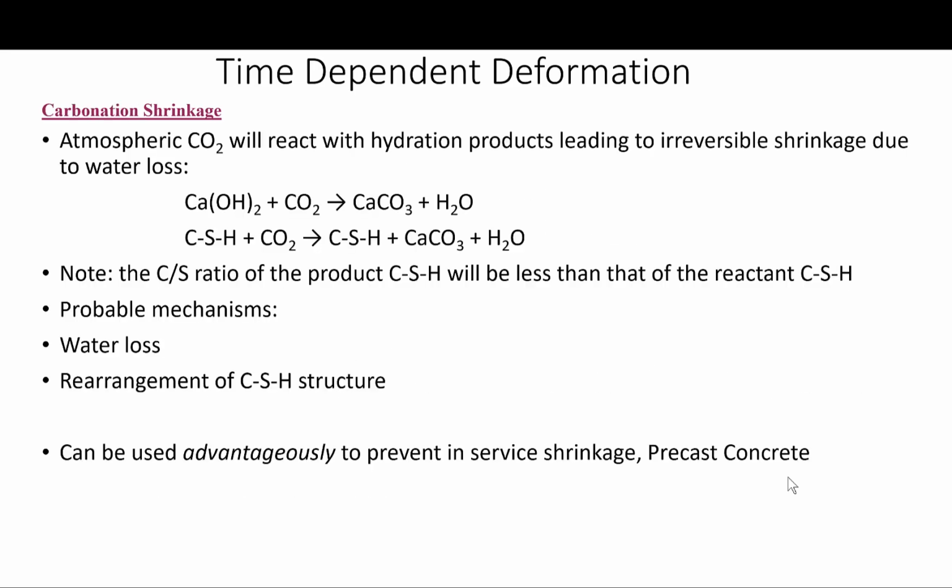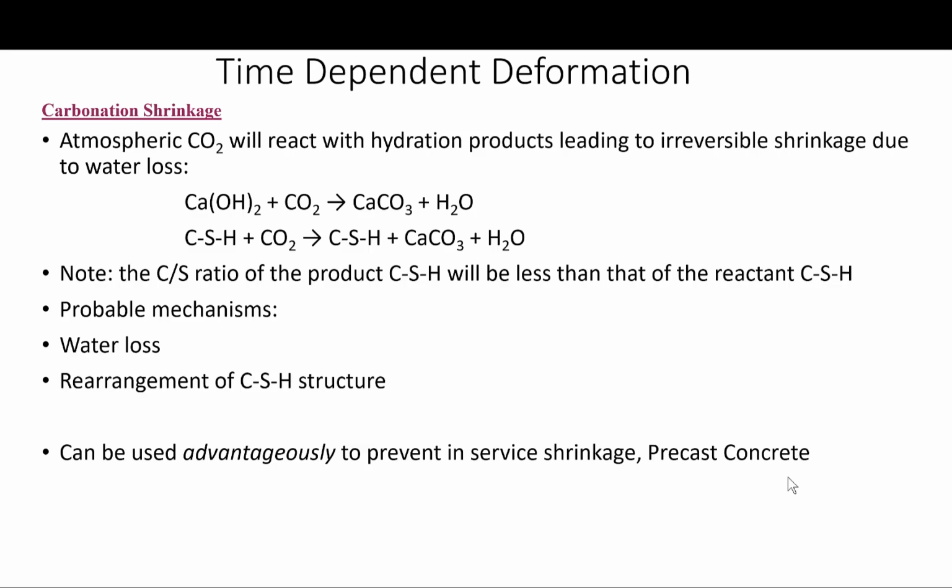The next topic is carbonation shrinkage. As we have mentioned before, hardened cement paste will react chemically with carbon dioxide. The amount present in the atmosphere, on the order of 0.04%, is sufficient to cause considerable reaction with the cement paste, but over a long period of time.